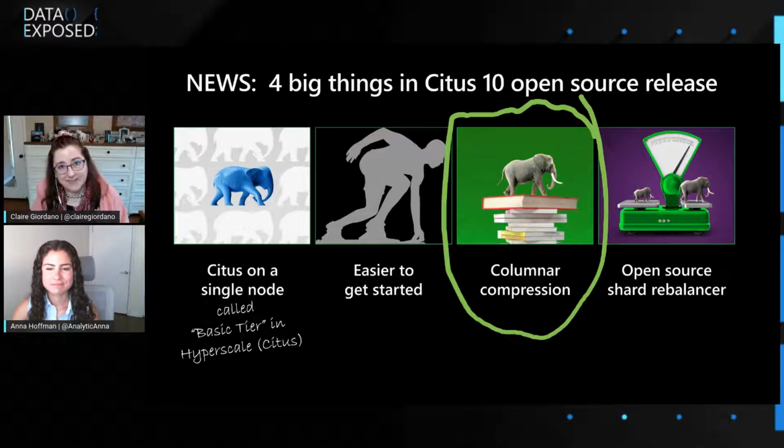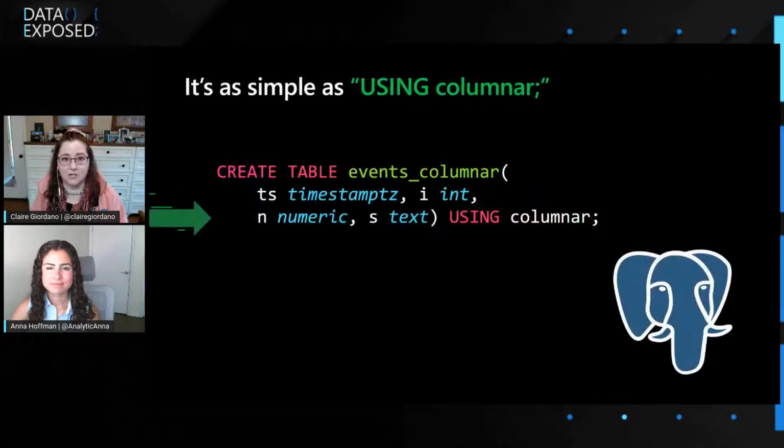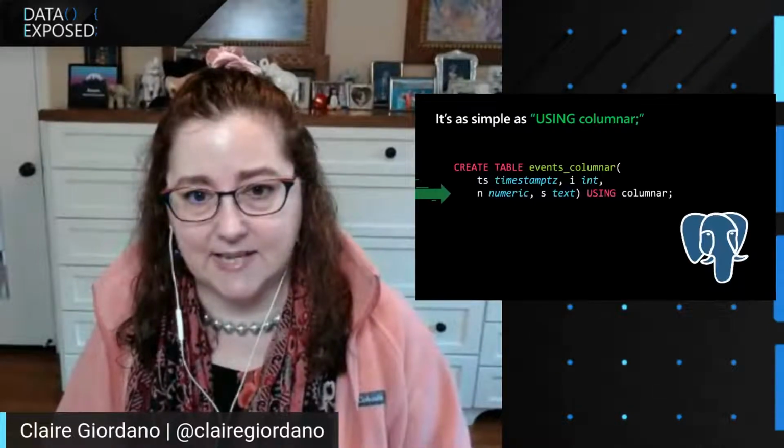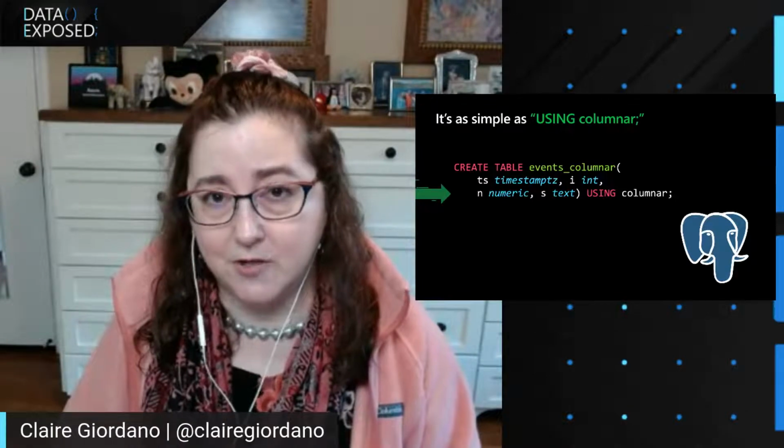The other big thing that people are excited about is columnar compression. Now, columnar databases have been around for a long time. There are many of them. I'm sure most of you are familiar with them. But what's new here is that you can now use columnar tables with Postgres, with Citus open source, and in combination with row-based tables as well. We created a new syntax in Citus called using columnar that you can use to create columnar tables.